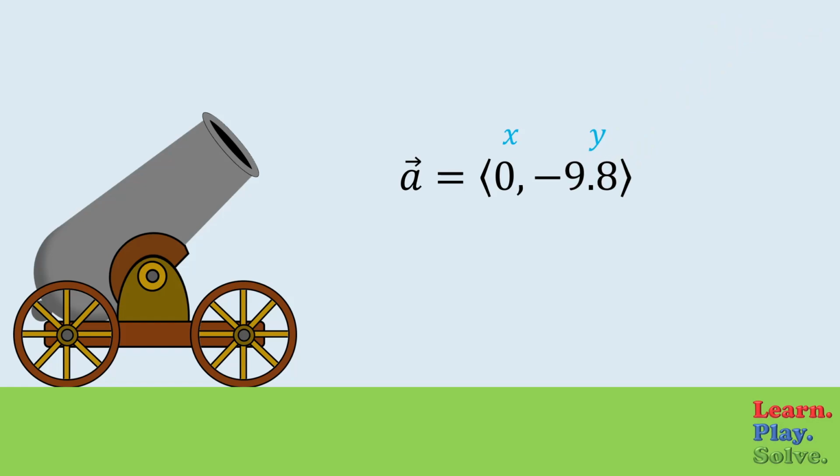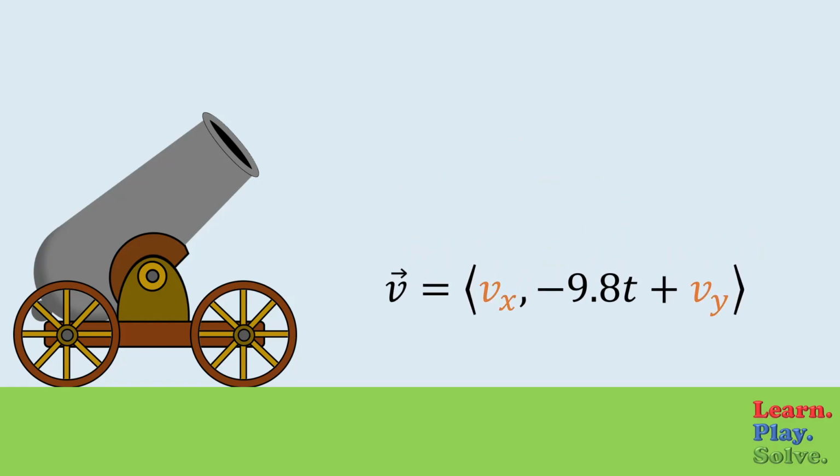Now we can use this information to create a velocity vector. Acceleration is the derivative, or the rate at which velocity is changing with respect to time. So velocity is the antiderivative of acceleration. We can take the antiderivative of the x and y components with respect to t to get the velocity vector. The antiderivative of 0 is a constant, which in this case is the initial horizontal velocity. The antiderivative of negative 9.8 is negative 9.8 t plus the initial velocity in the vertical direction.